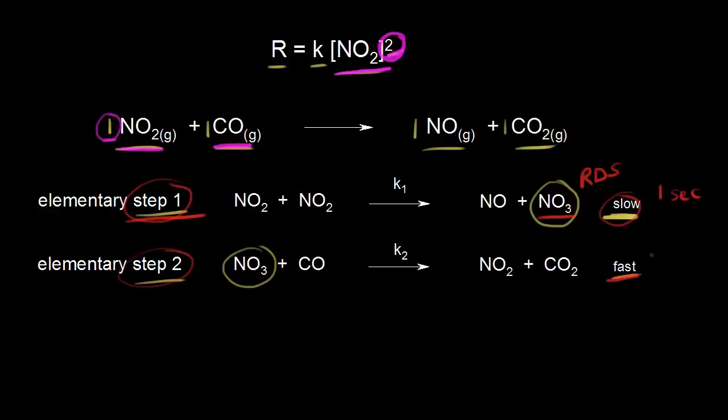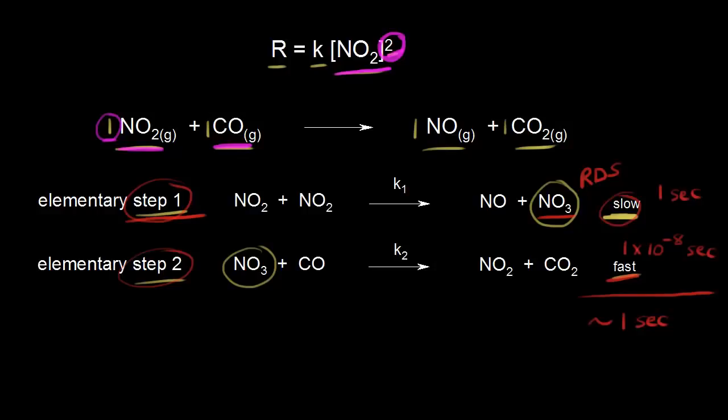So it should take a much smaller amount of time, and I'm just going to again make up a number. Let's say it takes 1 times 10 to the negative 8 seconds for the second step of our mechanism to occur. So what's the total time for our reaction? Well, we would just add those two times together, 1 second plus 1 times 10 to the negative 8 seconds. So we'd get approximately 1 second for the total time of our reaction.